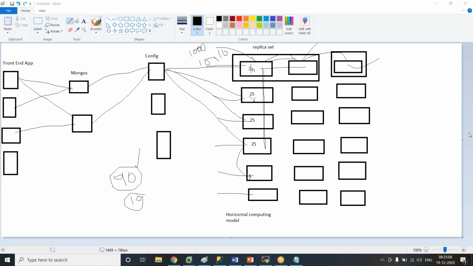Okay. Collection level we can back up and restore. Yes. In RDBMS we cannot do table level backup and restore, but here we can take table level backup and restore. Correct.